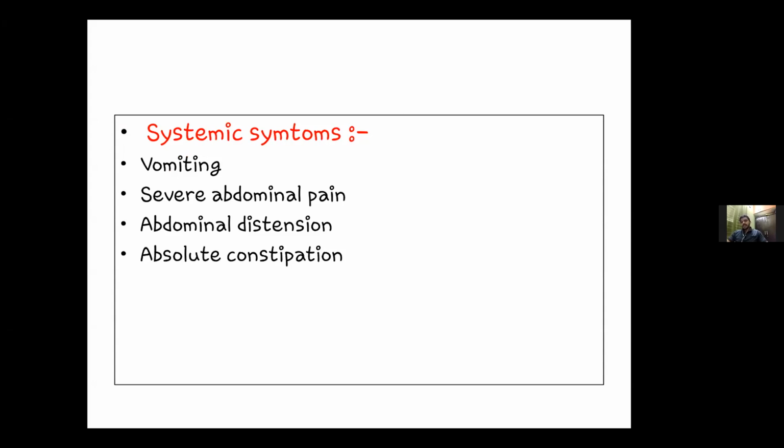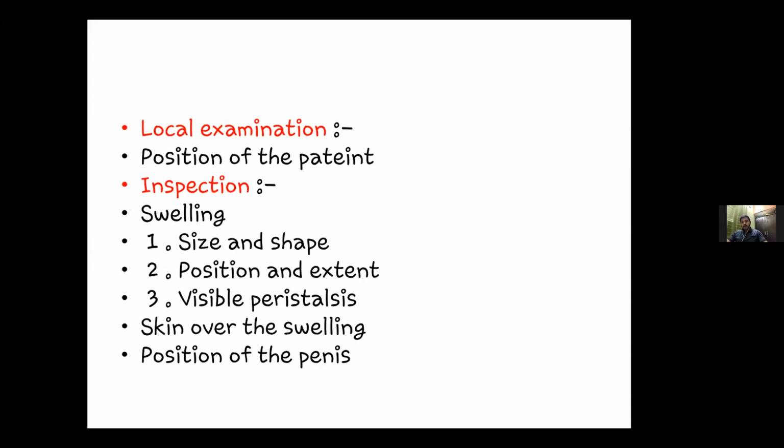Next come the systemic symptoms, which include vomiting, severe abdominal pain, abdominal distension, and absolute constipation. These four symptoms give the current status of the bowel within the hernial sac, because in case of strangulated hernia or incarcerated hernia, the patient experiences the above mentioned symptoms. Next comes the local examination.